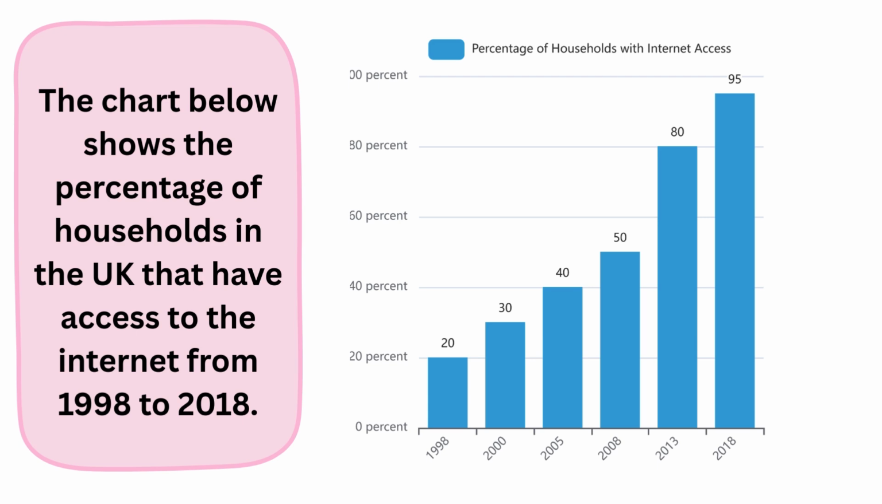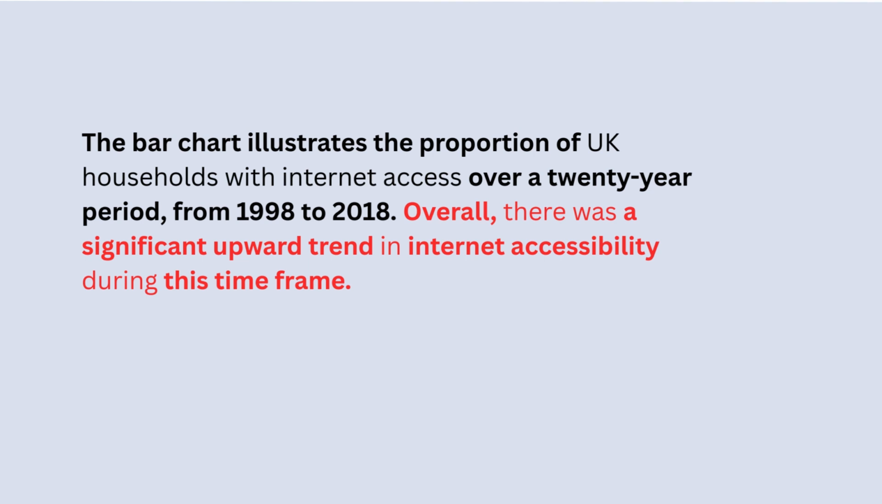The chart below shows the percentage of households in the UK that have access to the Internet from 1998 to 2018. The bar chart illustrates the proportion of UK households with Internet access over a 20-year period, from 1998 to 2018. Overall, there was a significant upward trend in Internet accessibility during this time frame.